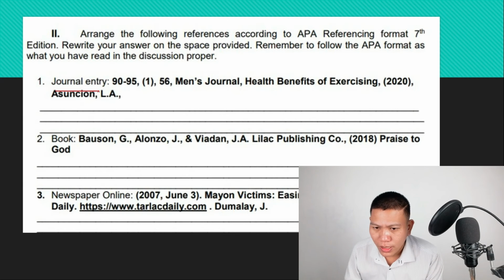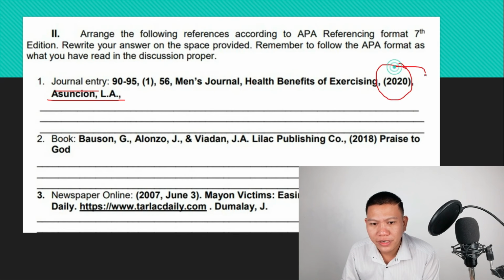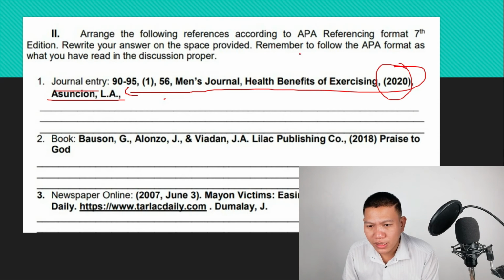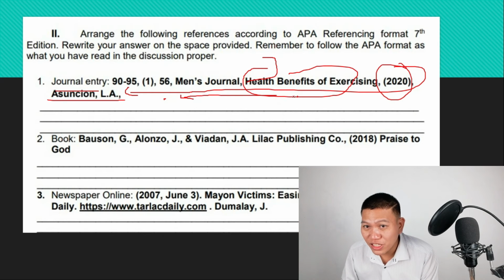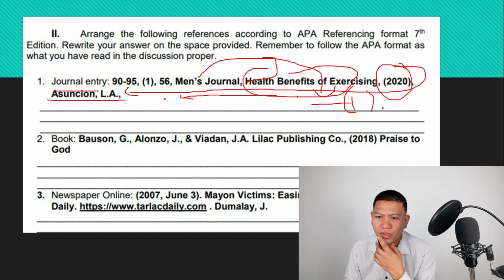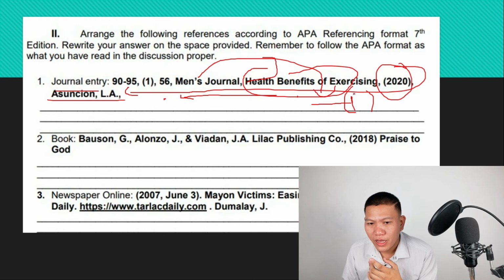If I may recall, a journal entry must begin with the name of the writer, so Asuncion, LA, and then the publishing year, and then period. Okay, the title of the article, Health Benefits of Exercising, and then period. The title of the journal, in italics, Men's Journal, and then open and close parentheses, the issue number, issue 56.